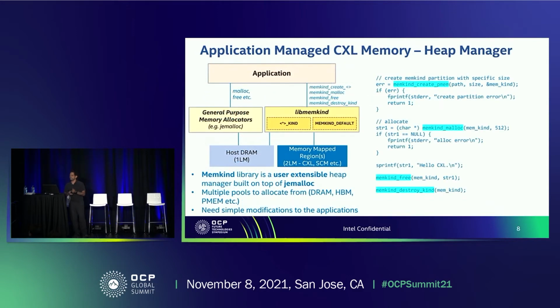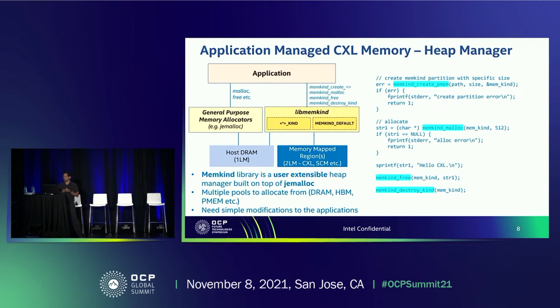So there is the memkind library. What this does is it extends jemalloc, which is a very popular user extensible heap manager. You use the jemalloc hooks to extend and expose CXL memory buffer constructs as well. Memkind is basically a library that gives you that shrink-wrapped way to consume storage class memory, CXL memory buffers, or even HBM, and so on.